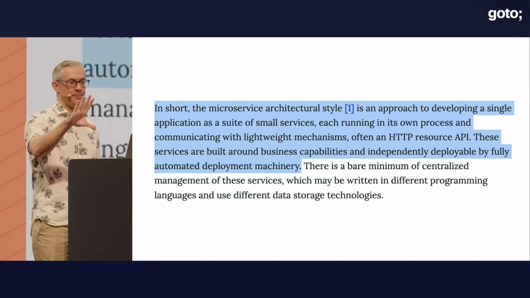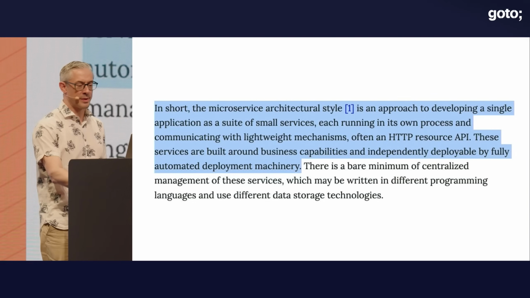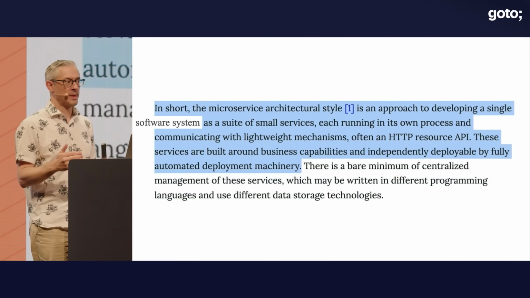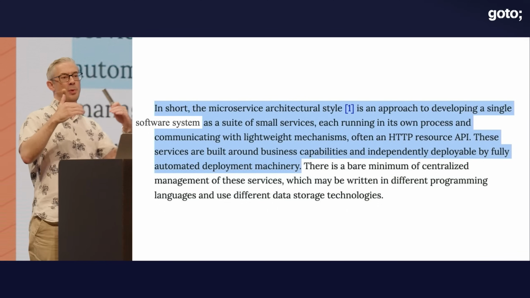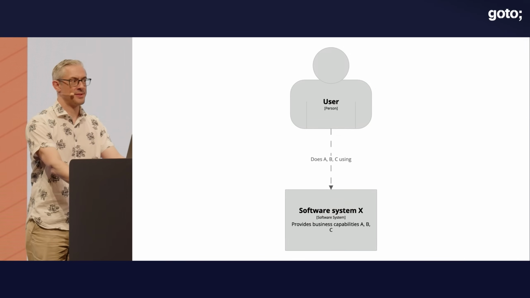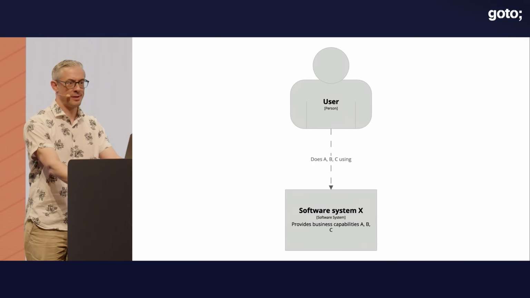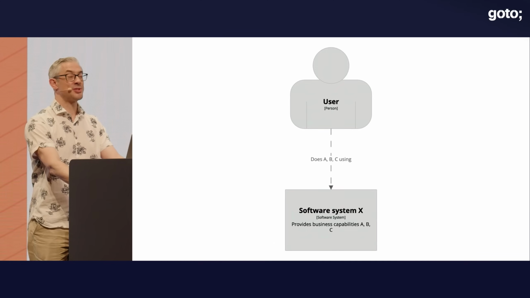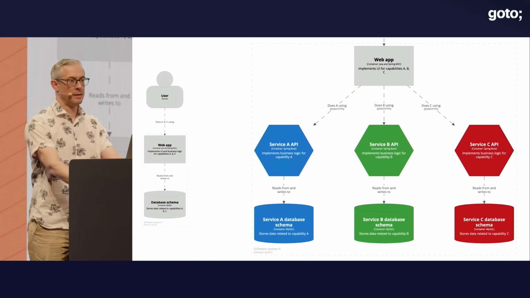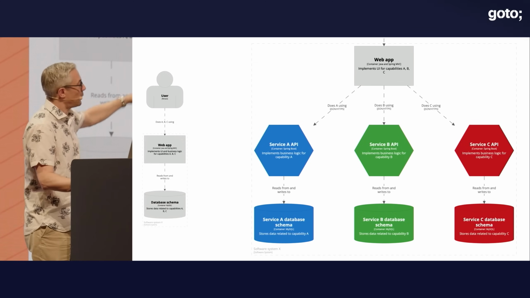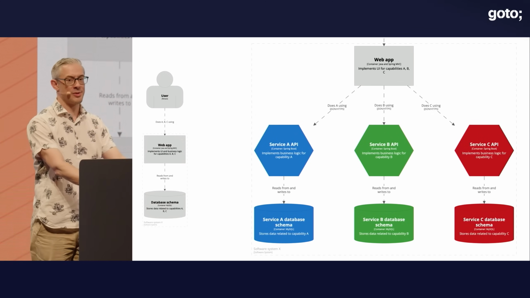I think this is a great definition. There's one change I'm going to make, and I'm going to replace application with software system to bring this back to C4 terminology. So imagine we've now switched from a monolith to a set of microservices. Our context diagram remains the same. We have a user, we have a system, and the system is providing a bunch of capabilities. When we zoom into the container diagram, that's now what it looks like. We've converted that monolithic web application and database schema into one service for capabilities A, B, and C respectively.